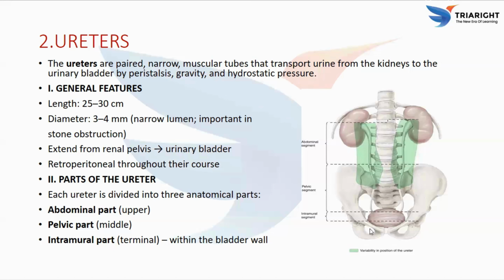Here is a diagram which shows the parts of the ureter. This is the abdominal segment, pelvic segment and intramural segment. This is the part of the ureter from kidney to the bladder. This is the bladder, right? The kidney position is higher, and the bladder position is at the bottom, which is the pelvis. The ureter is a muscular water pipe which squeezes the urine downwards, which is the peristaltic movement.